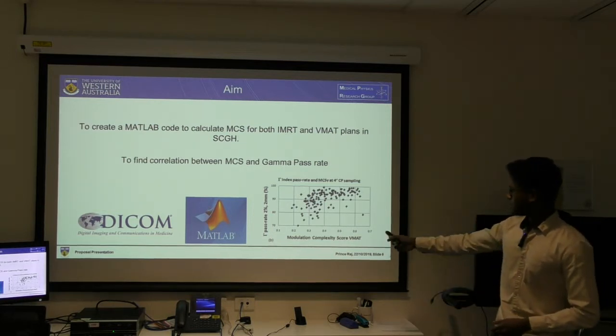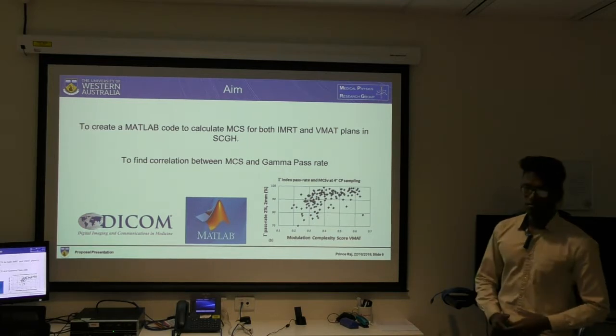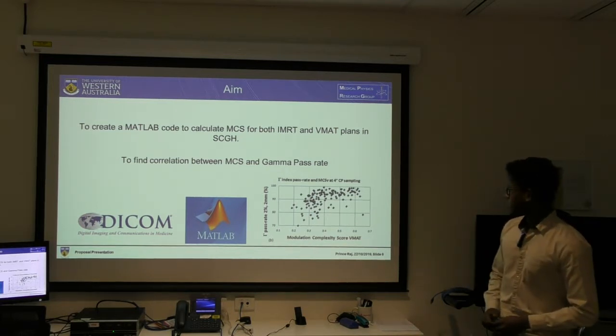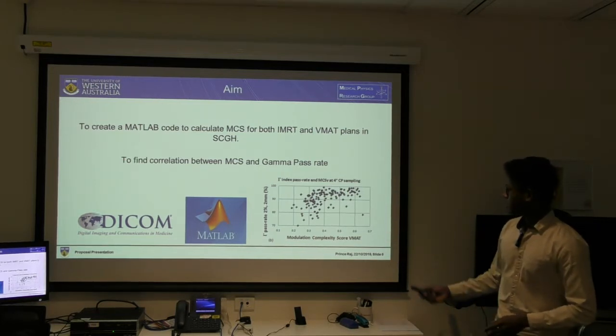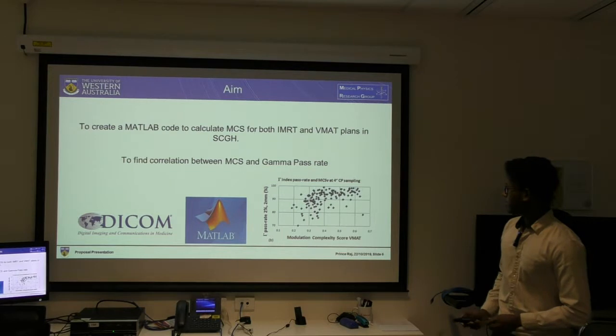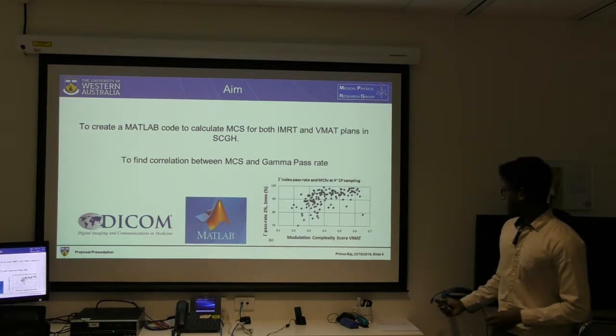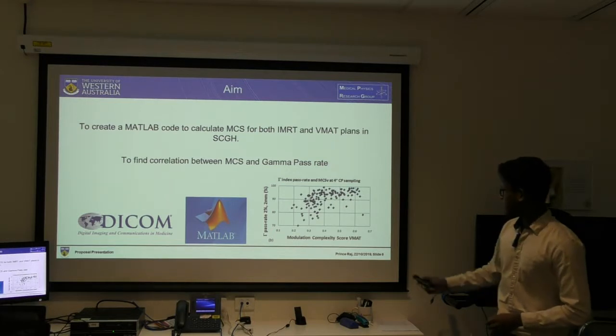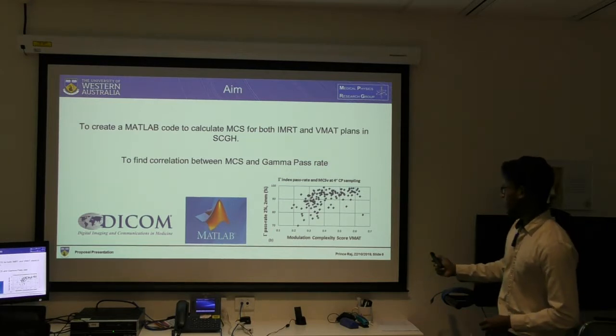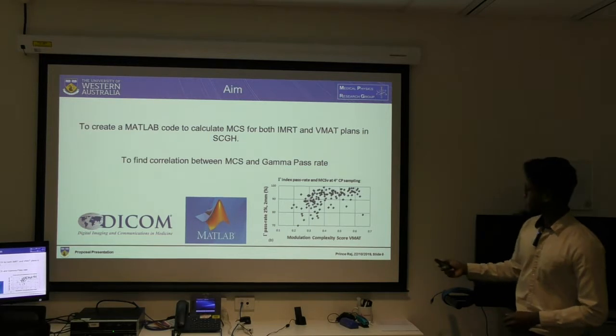This is from one of the studies I have referred to, and here it clearly shows the correlation between MCS and gamma pass rate. I think this is for all the organs. It's not site specific.